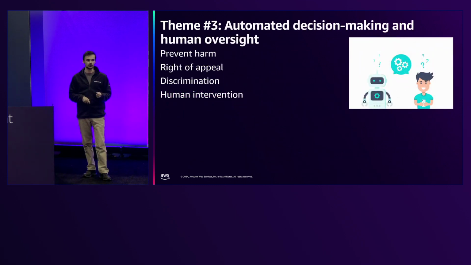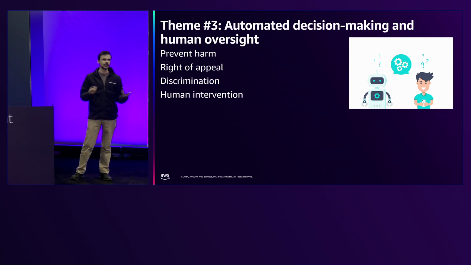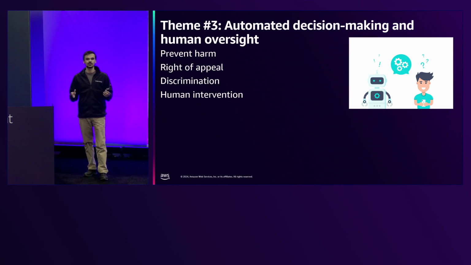The third theme is a very interesting one: automated decision making. So everybody likes to automate stuff. We are cloud people, so we like to automate stuff. AI is not different. It's starting to take decisions for us, but it can be dangerous, right? And that's why there's some regulation around it.